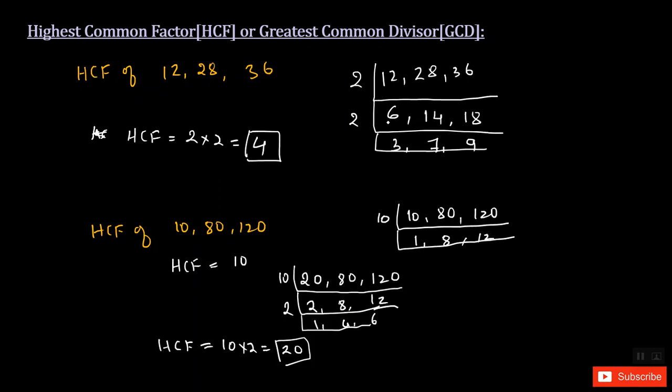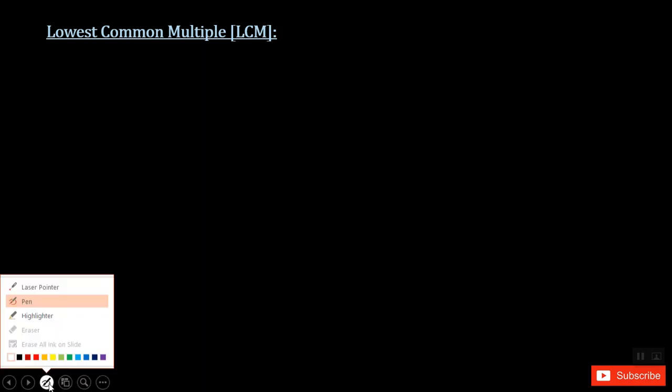Okay, so let's move to the other type, the lowest common multiple, also called the least common multiple. So what does it mean? Let me take an example to explain better. Let's take the 5 times table. If I write it, it's going to be 5, 10, 15, 20, 25, 30, 35, 40, and so on, right?